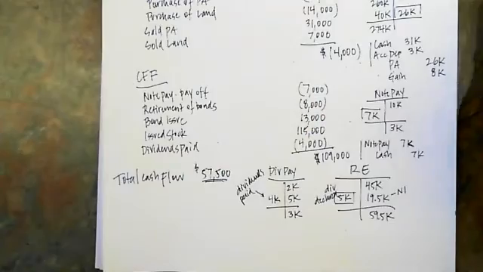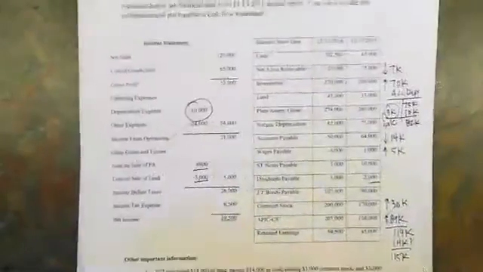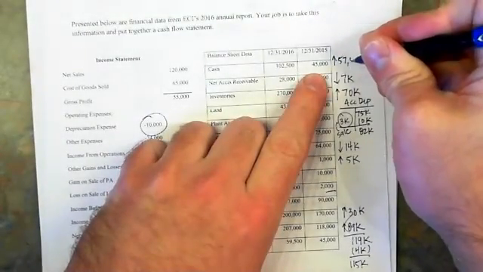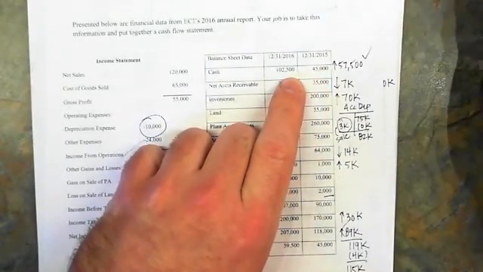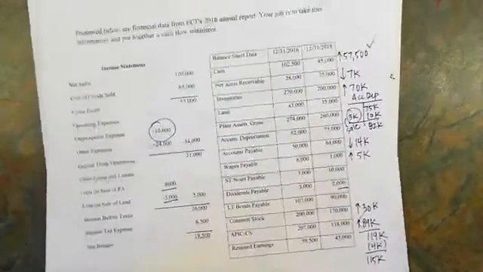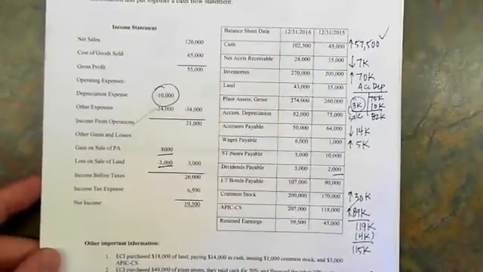That total cash flow correlates perfectly to the amount of cash that I show in the balance sheet. Okay. So two very comprehensive, very complex examples for you to work through, for you to understand.